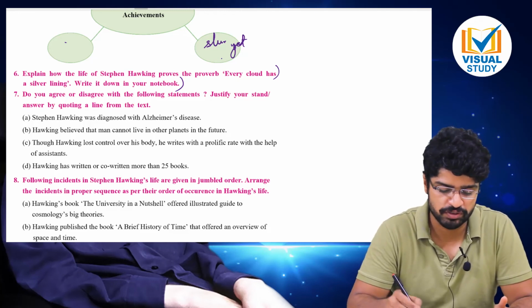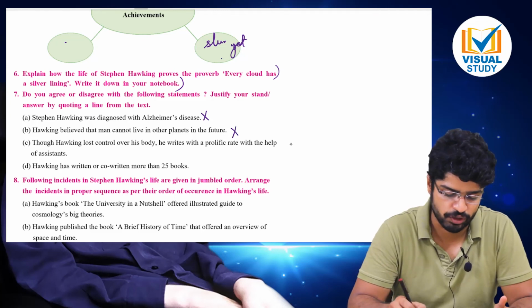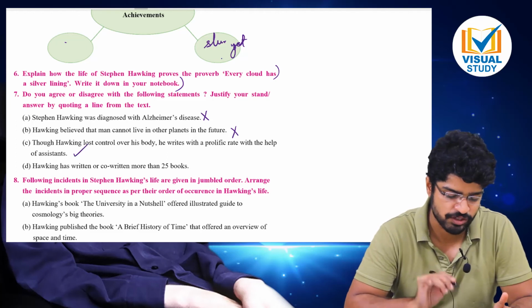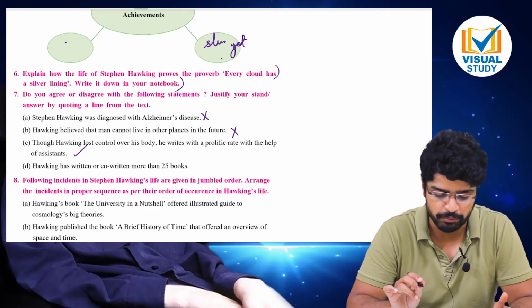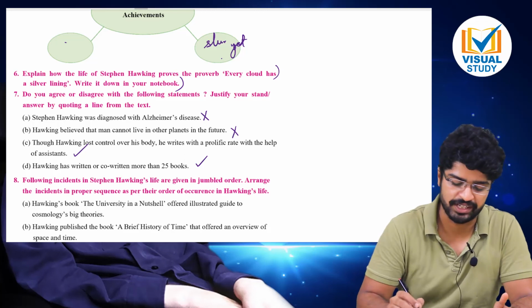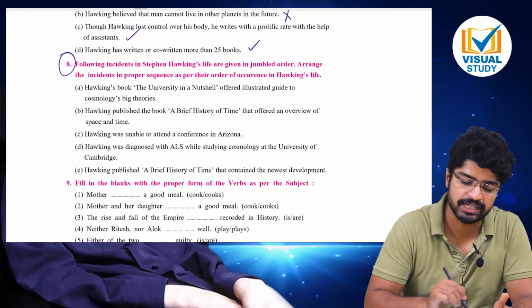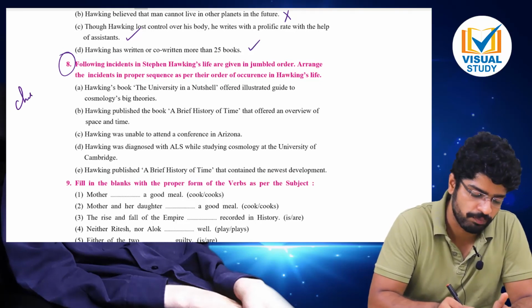Stephen Hawking was diagnosed with Alzheimer's disease. No. Hawking believed that man cannot live on other planets in future. No. Though Hawking lost control of his body, he wrote at a prolific rate with the help of assistants. True. Hawking has written or co-written more than 25 books. Wonderful. That's true. Okay. So in the jumbled order, you have to organize it in the chronological form.